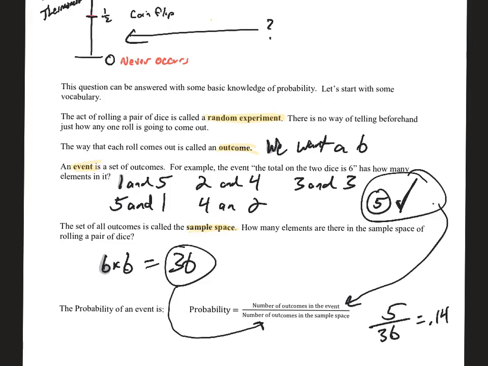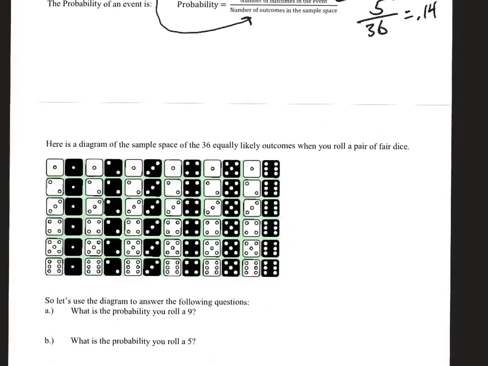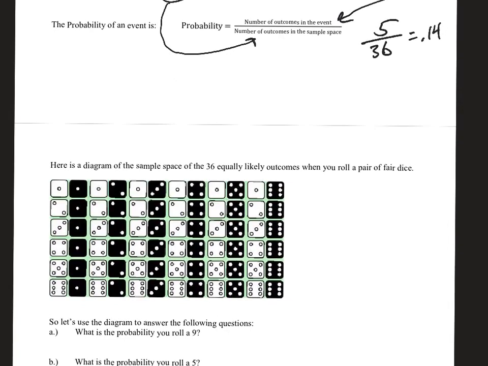All right, where did that 36 come from? Well, the 36 comes from this little diagram right here. This diagram is showing us all the different 36 outcomes of when you roll a pair of dice. So this is a pair of 1s, all the way down to the bottom here, this is a pair of 6s. So each of these is an event, and there are 36 of them. If you count them all up, there will be 36 events.